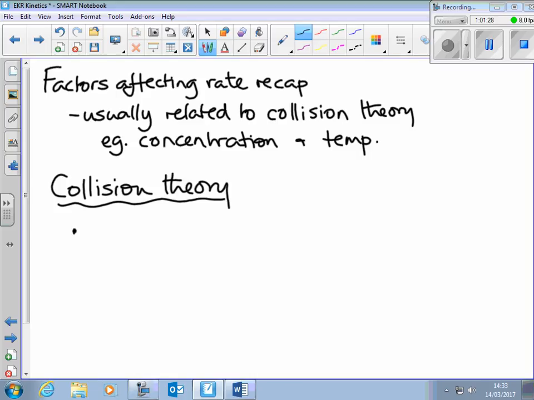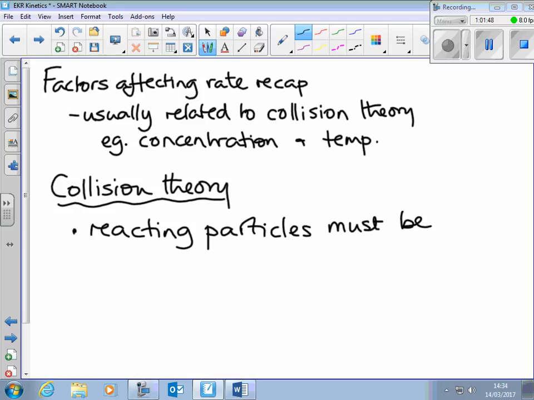But reacting, what should we call them? Molecules? Particles? Particles. Doesn't matter what the particles are. Particles must be in the correct orientation. Okay, you've got to have the right bits meeting the right bits.